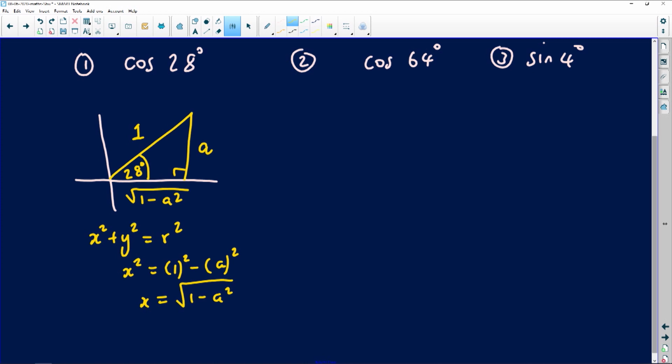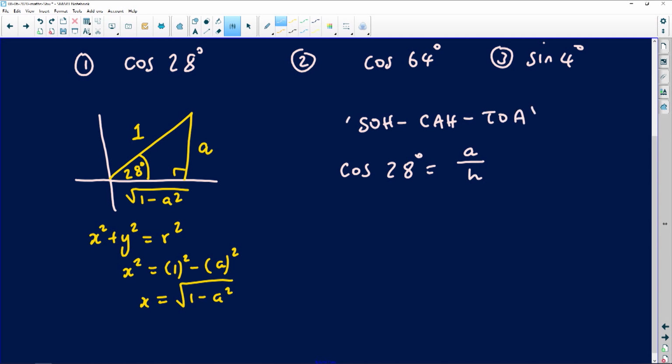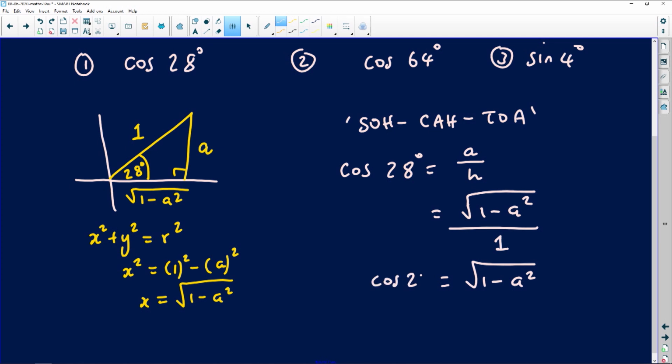So if you're asking me for cos of 28, it's pretty straightforward. I won't even think about it because I'm just going to go and say by definition, the cosine of 28 degrees is always given by the adjacent side divided by the hypotenuse. This comes from SOHCAHTOA, which is the original definition that we're using when we are introducing these trig ratios. So the adjacent side is the square root of 1 minus A squared divided by the hypotenuse, which is 1, and eventually you end up with an answer of the square root of 1 minus A squared as your cosine of 28 degrees. Right. The next question is the cosine of 64.